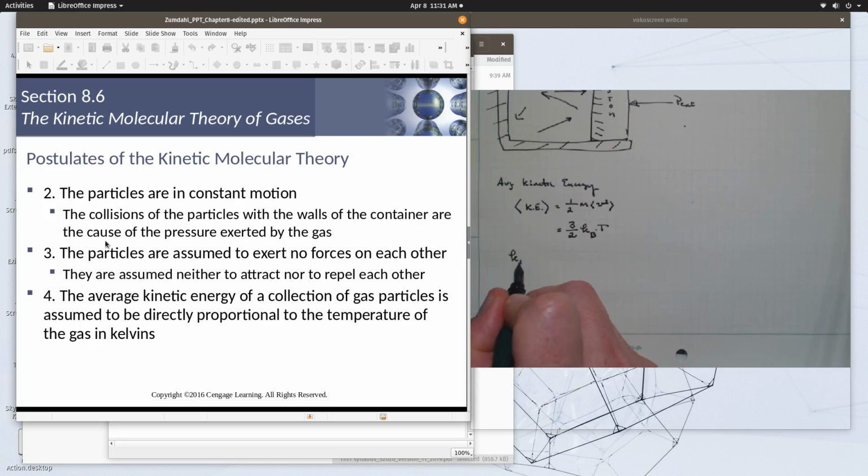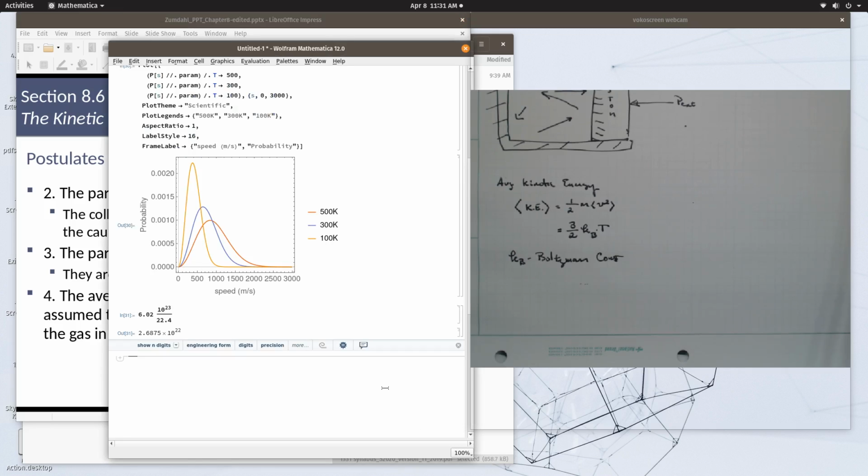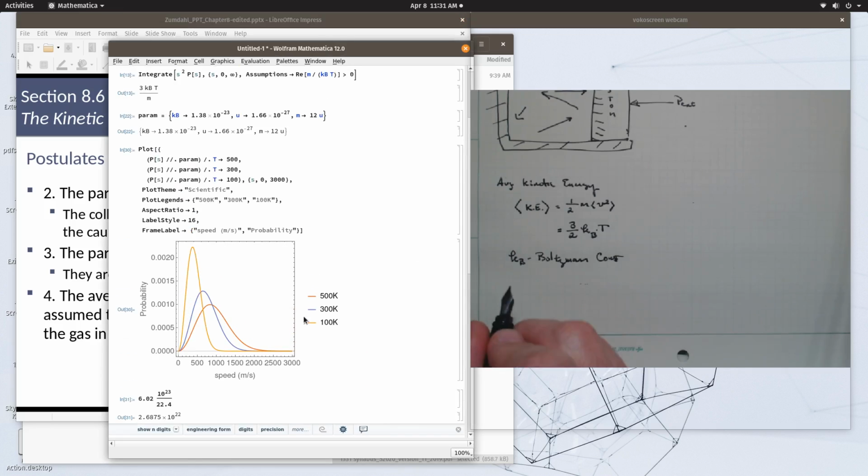KB is called the Boltzmann constant, and it's a number we need to look up. It is this number here, which I'll give to you: KB is equal to 1.38 times 10 to the minus 23 joules per Kelvin. And it turns out that the ideal gas constant is equal to the Avogadro number times KB.